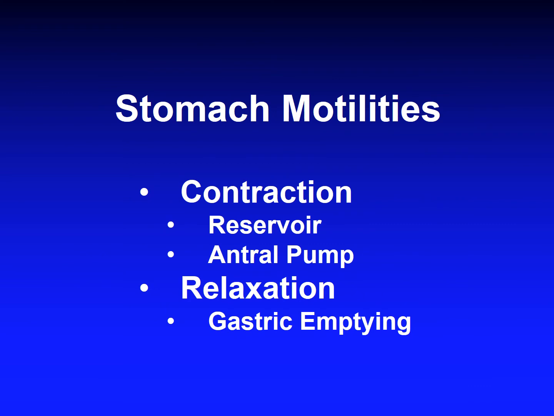Both of these are contraction motility patterns. So these are the motility patterns in the stomach. We have 2 contraction motility patterns, and we have 1 relaxation. The contractions are reservoir and antral pump, and the relaxation is gastric emptying, whereby the digested material in the stomach is moved to the upper part of the small intestine, or the duodenum.